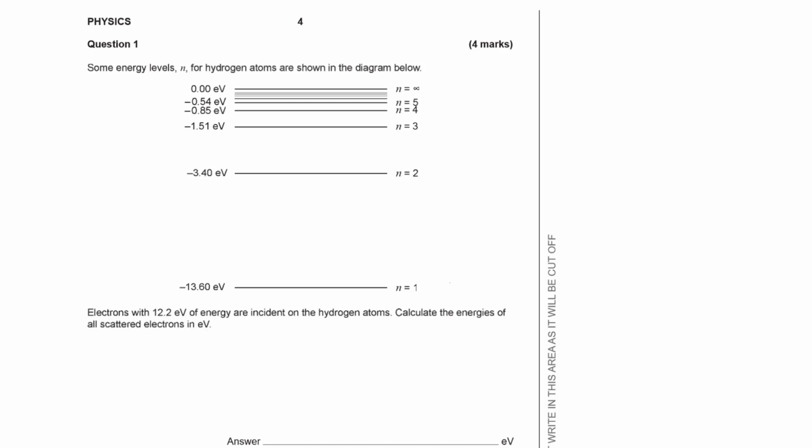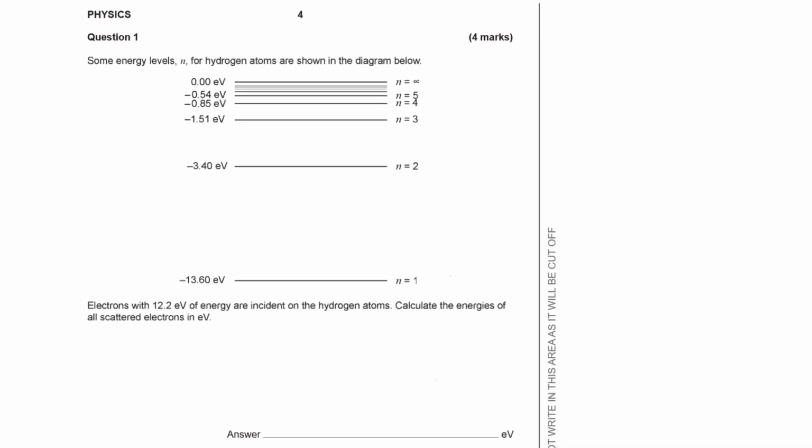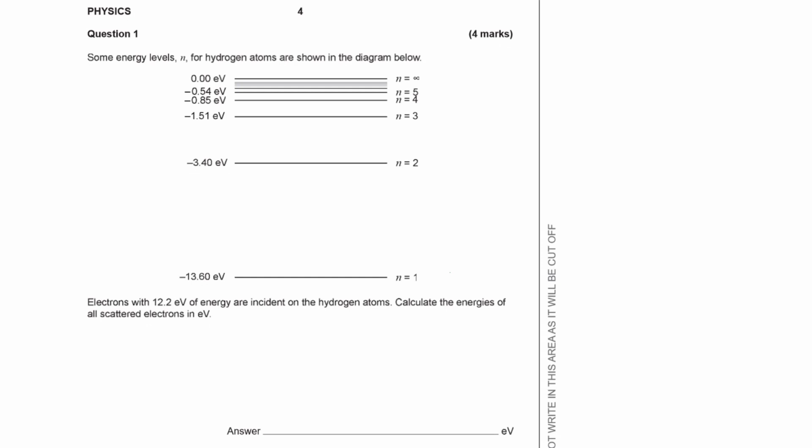So question 1 for this exam involves the energy level diagram for hydrogen, and you have an electron incident on this hydrogen atom. One thing the question does not make very clear, unfortunately, is that the hydrogen atoms are in their ground state. So you're looking at transitions from n equals 1.